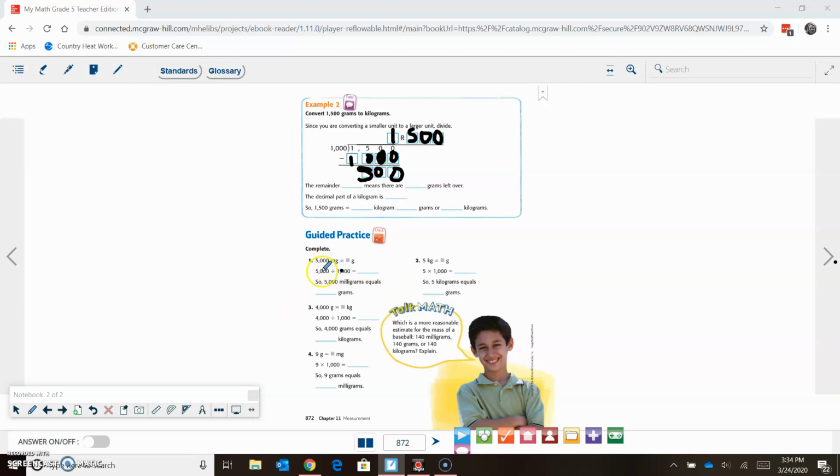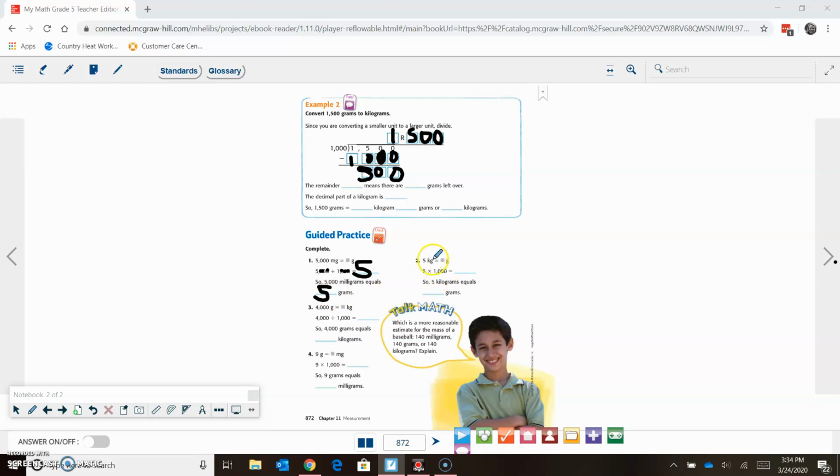So this one cancels this one, this one cancels this one, and this one cancels this one. And what do we have left? We have 5 divided by 1, which we know is 5. So 5,000 milligrams is 5 grams, okay?